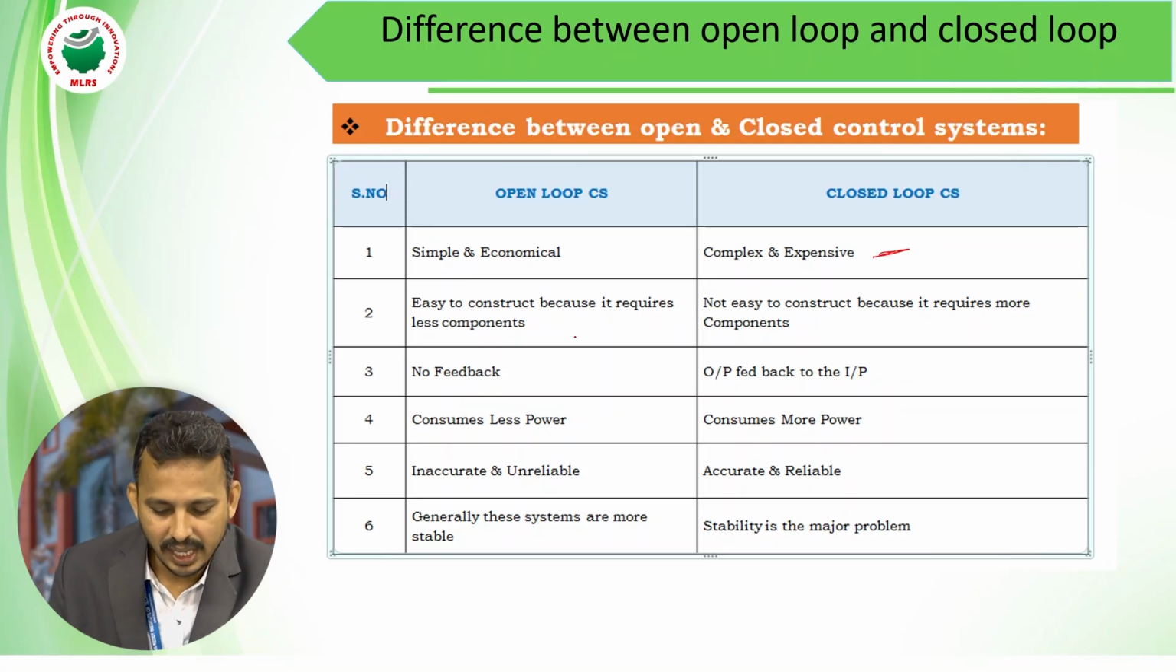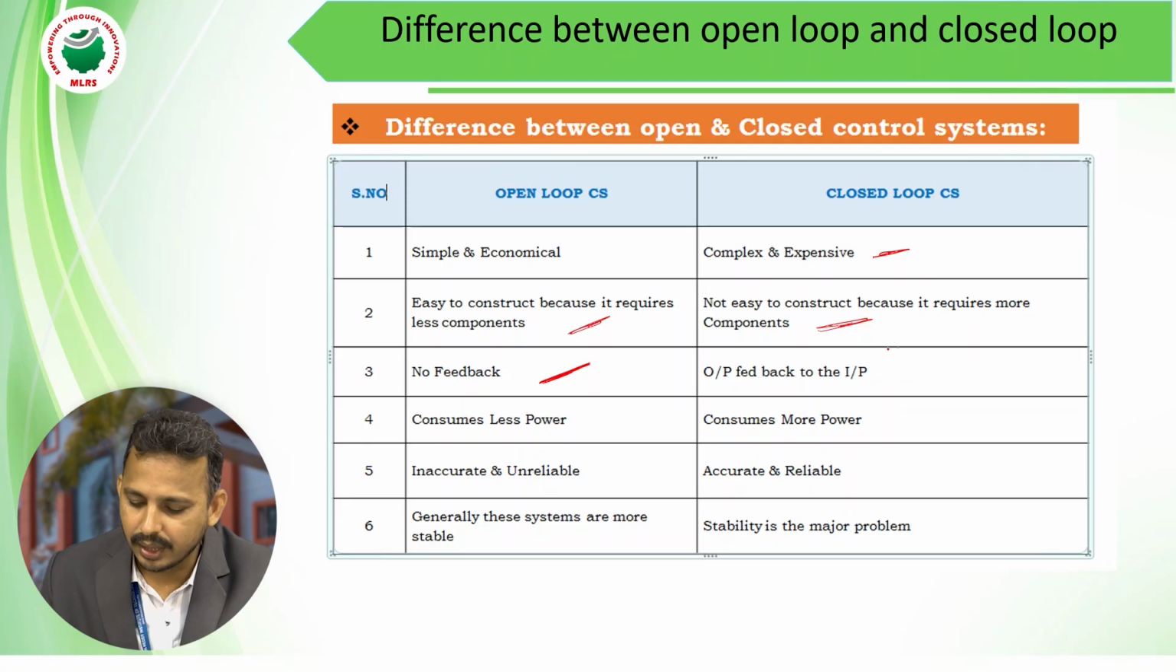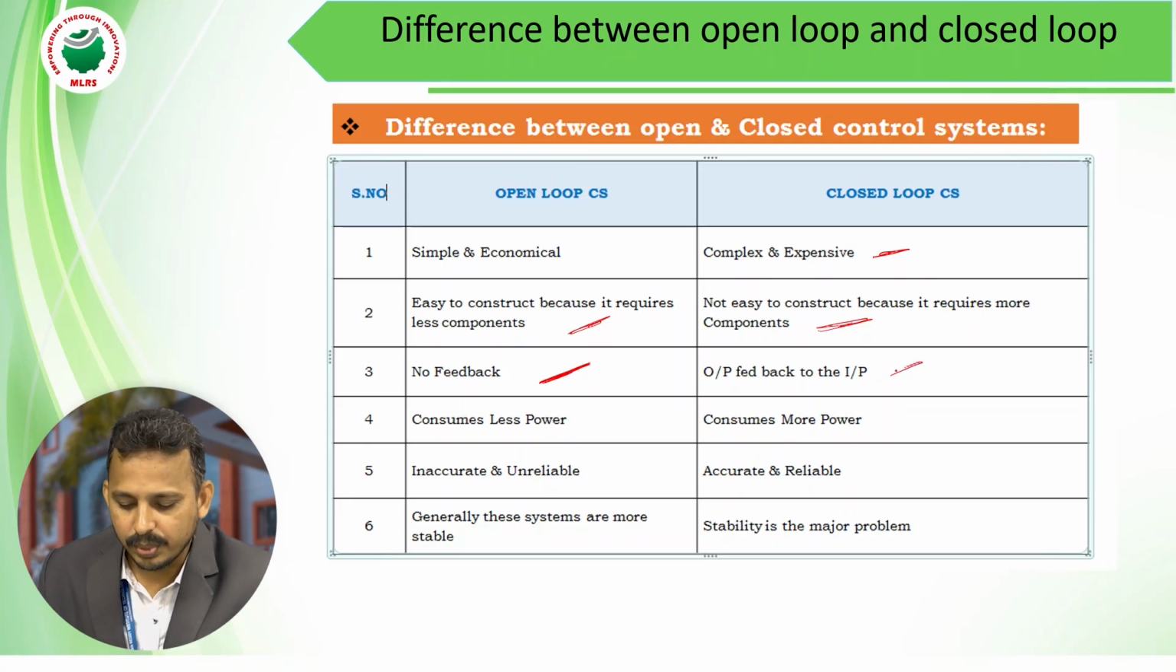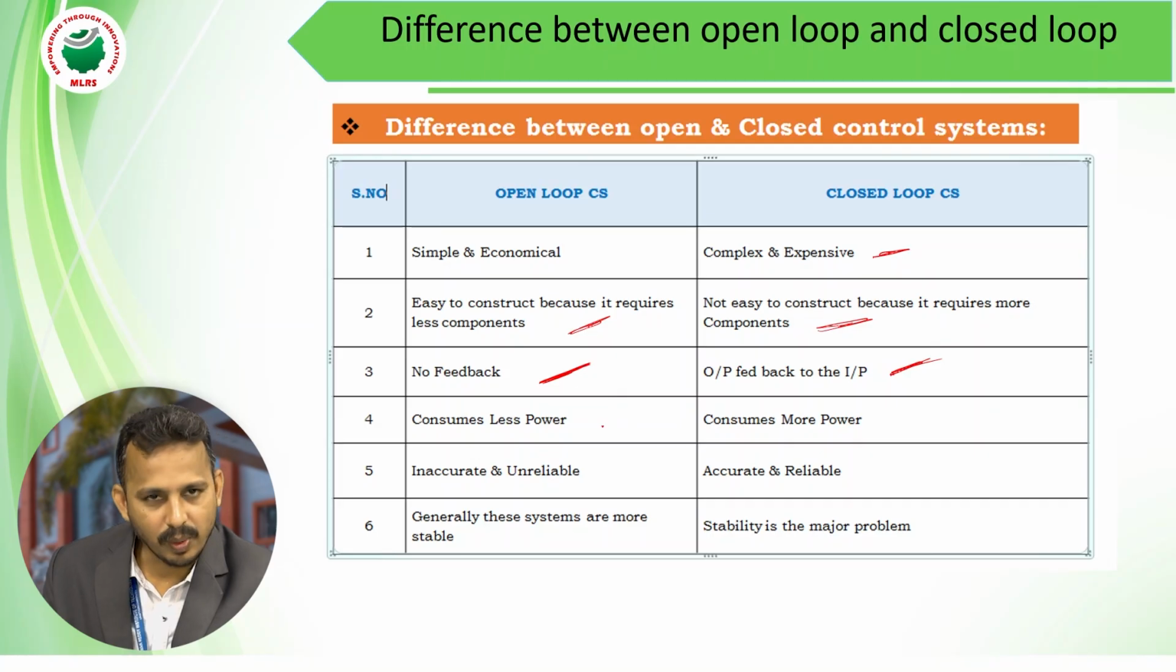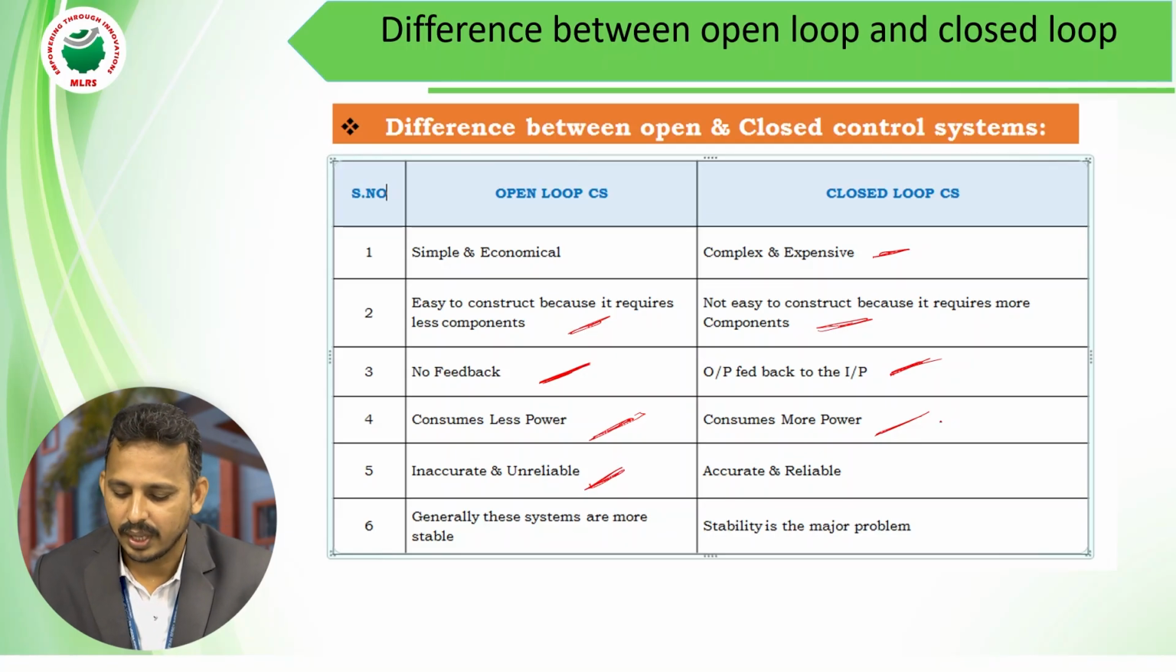The second difference is that an open loop system is easy to construct because it requires fewer components. A closed loop system is not that easy to construct because it requires more components, such as feedback components. As I said, there is no feedback in an open loop system and there is feedback in a closed loop system. An open loop system may consume less power compared to the closed loop. Inaccurate or unreliable output will be generated in an open loop control system. In a closed loop system, accurate and reliable output will be generated.